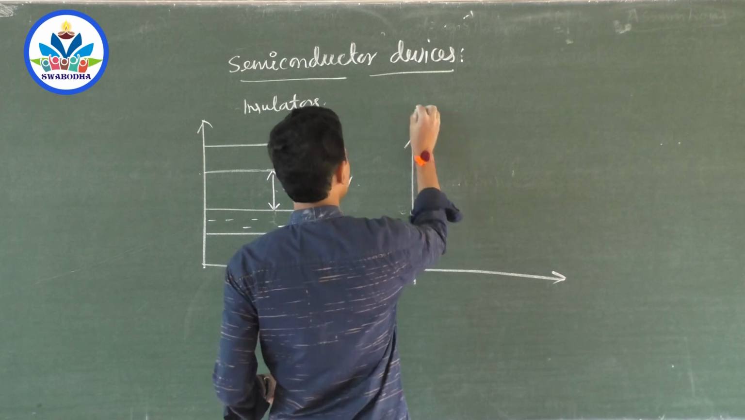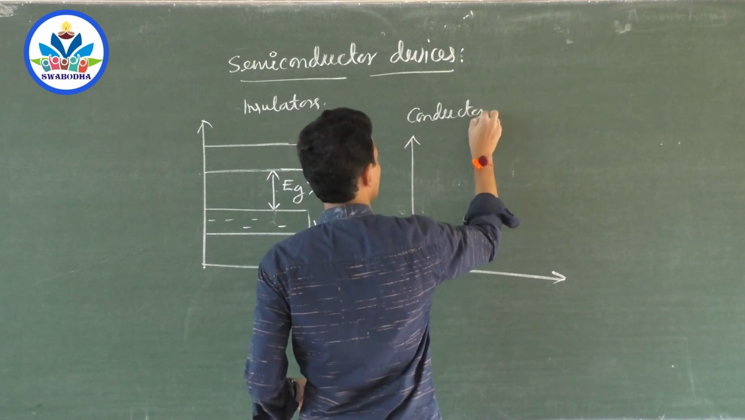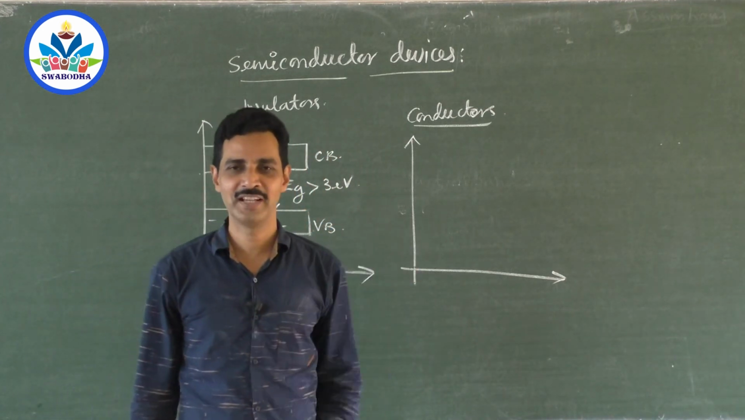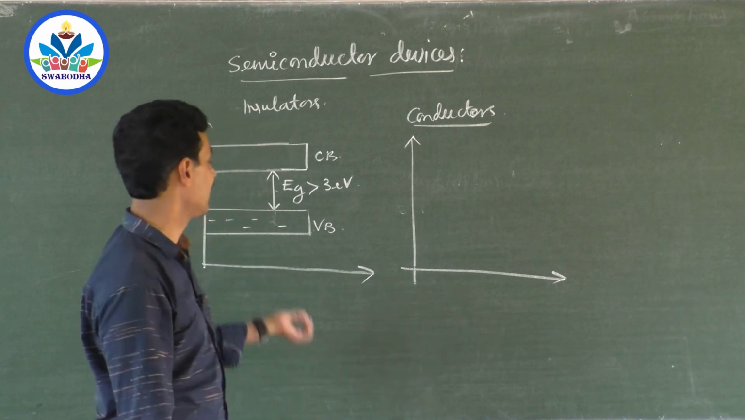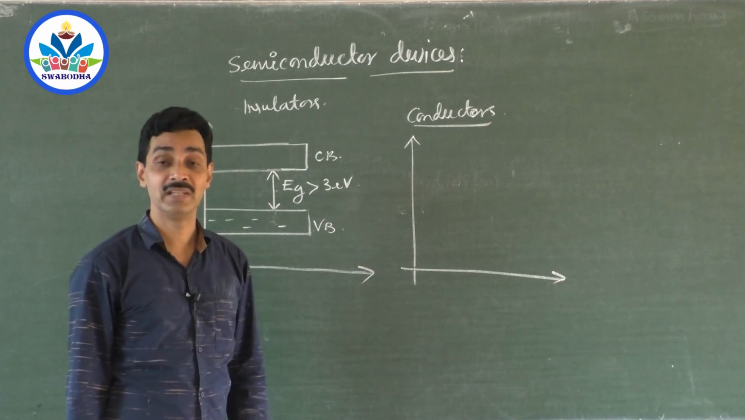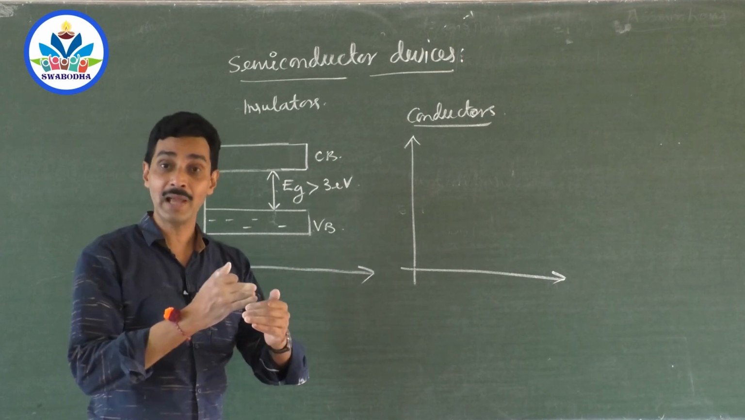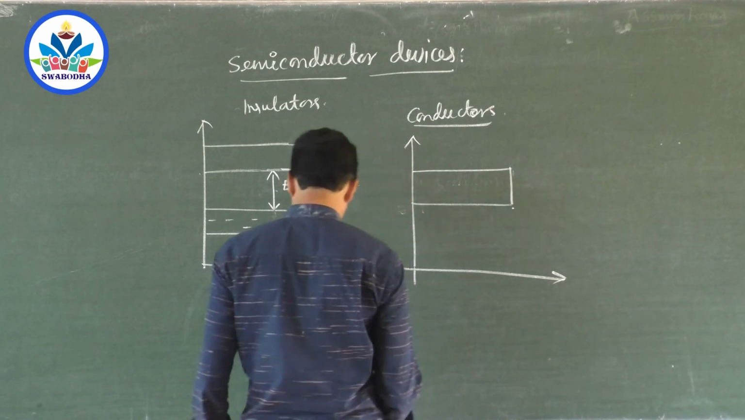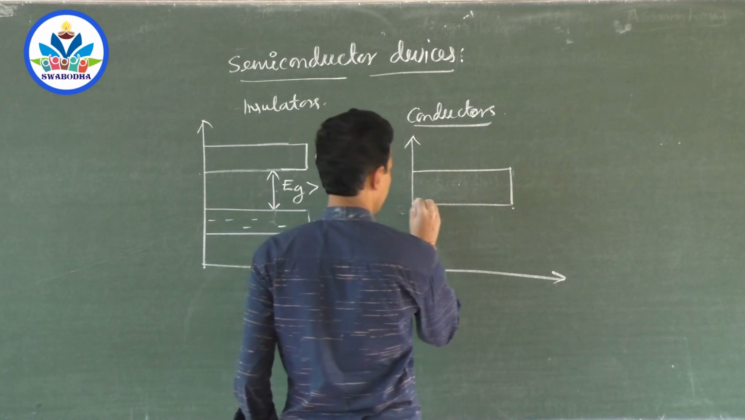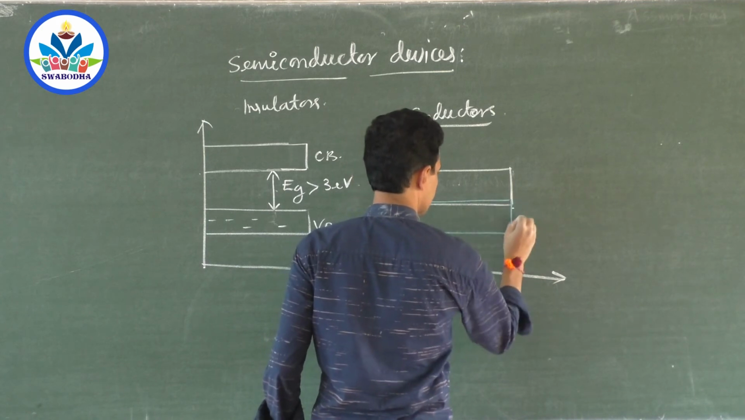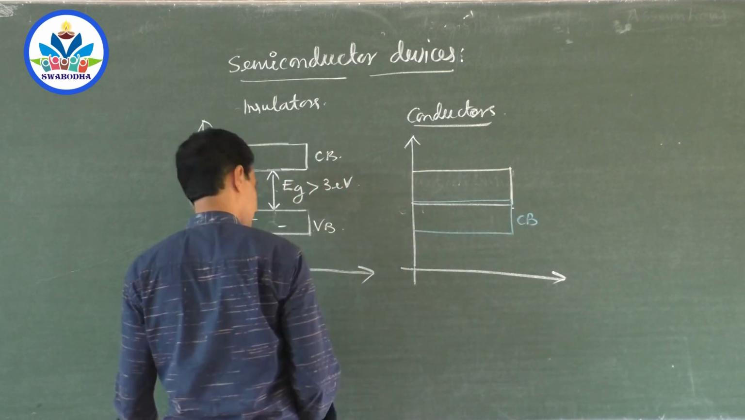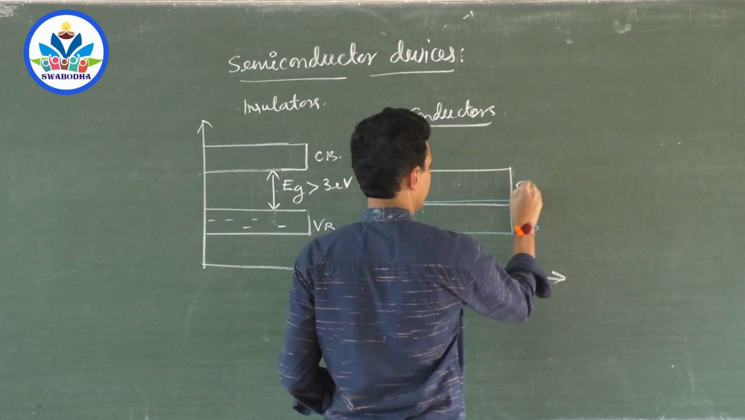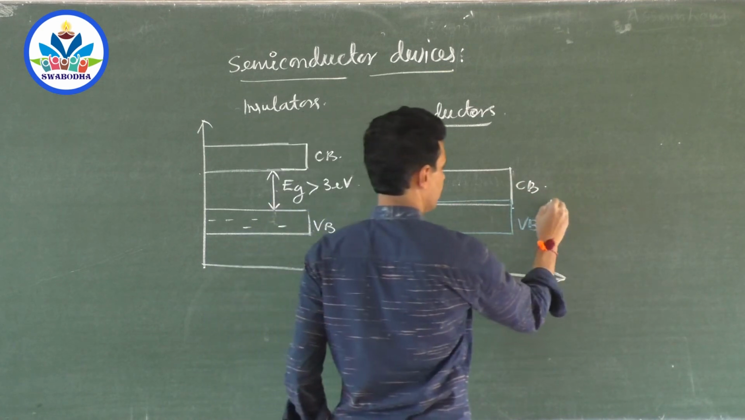Now what about the conductors? Why are conductors very good conductors? That's why they are called conductors, right? They are very good conductors, they conduct electricity, they have plenty of free electrons, because this energy gap is very less and may be even 0. They may be overlapping. In a conductor like silver or copper, the conduction band and the valence band overlap like this. This is valence band and conduction band overlap. The energy gap will be almost 0.